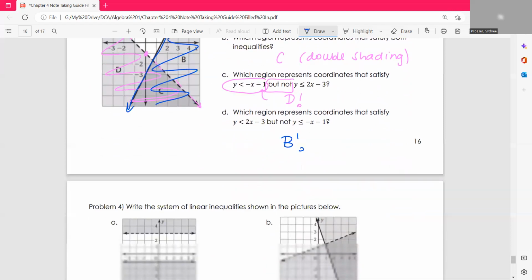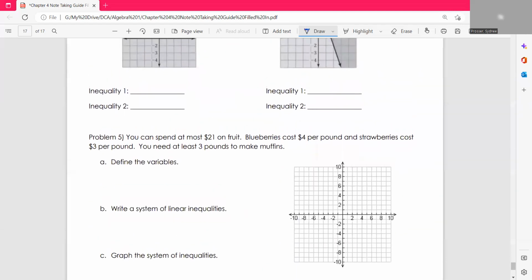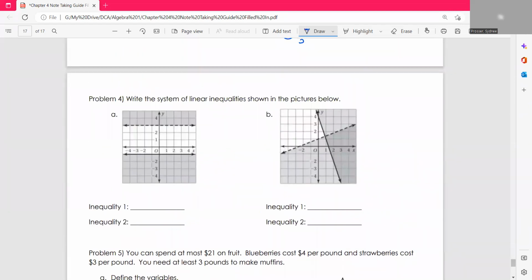Okay, and then let's check out problem 4 here. It says write the system of linear inequalities shown in the pictures below. So we've got to write our lines. So again, when we write lines, and inequalities, remember, we have, I'll just say less than mx plus b. So we start with the b and use the slope. So I'm going to start this y. Let's just do the top one. Let's say this is 1. I look at my y-intercept. What's my y-intercept? That's going to be a 3.